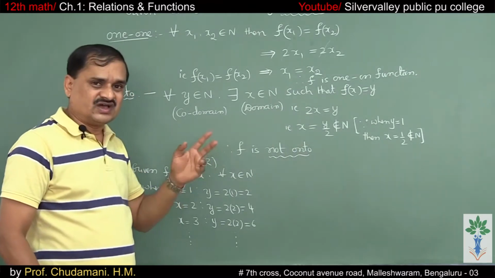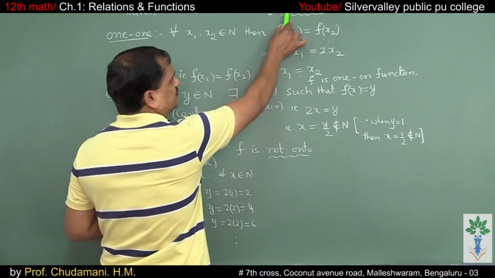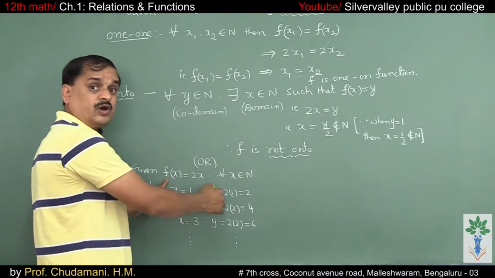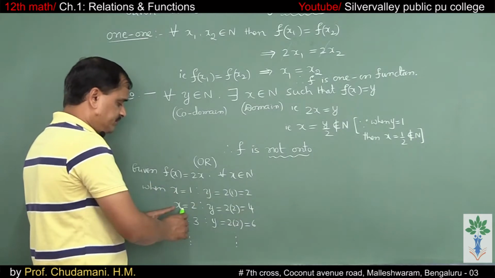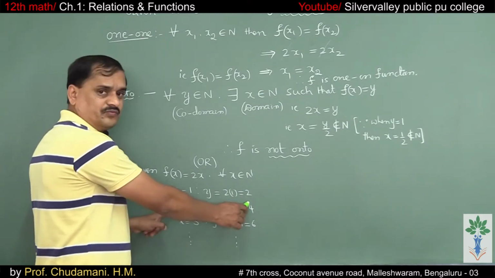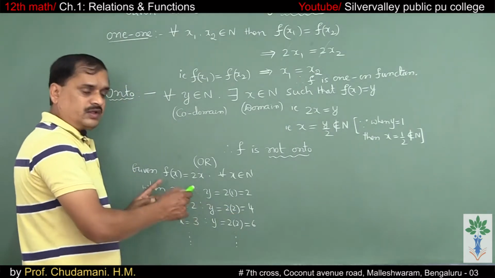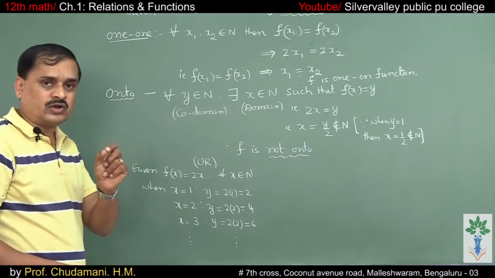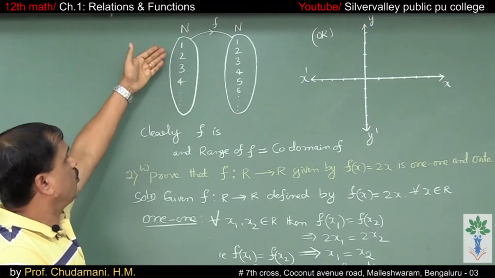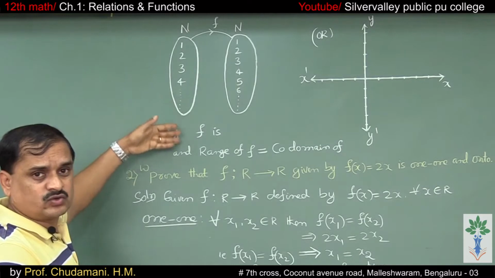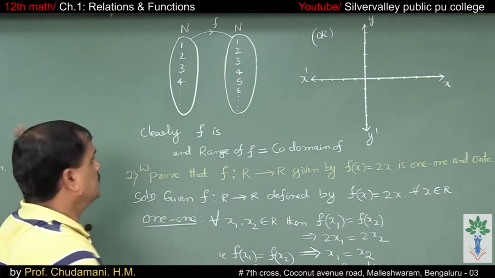Let us discuss an alternate method for this problem. See, the given function is f of x is equal to 2x for all the natural numbers. If I select x as 1, y equals 2 into 1, which is 2. x as 2, 2 into 2, 4. x as 3, y equals 2 into 3, 6, and so on. Let us prove this by arrow diagram. Clearly the set A is the set of natural numbers 1, 2, 3 and so on, and the codomain is also the set of natural numbers 1, 2, 3 and so on.